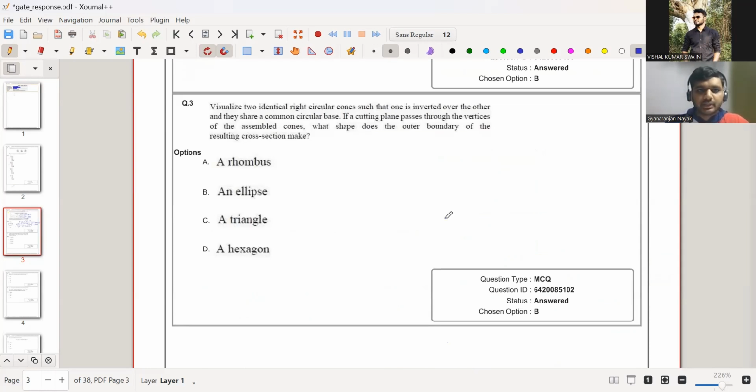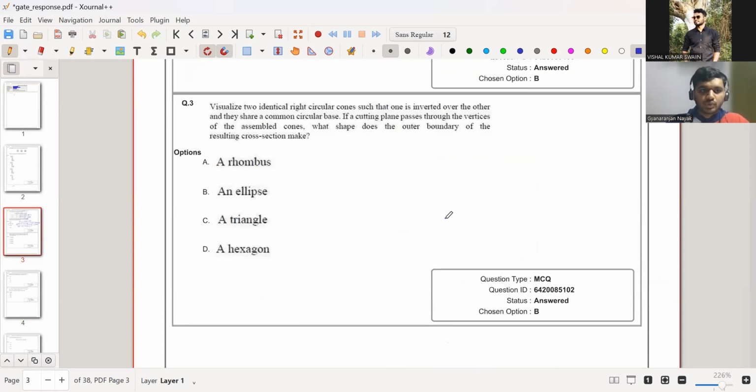So here, given, visualize two identical right circular cones such that one is inverted over the other and they share a common circular base. If a cutting plane passes through the vertices of the assembled cones, what shape does the outer boundary of the resulting cross section make?